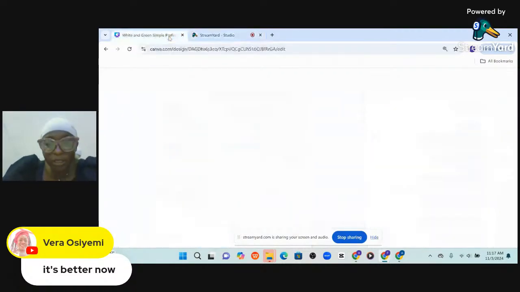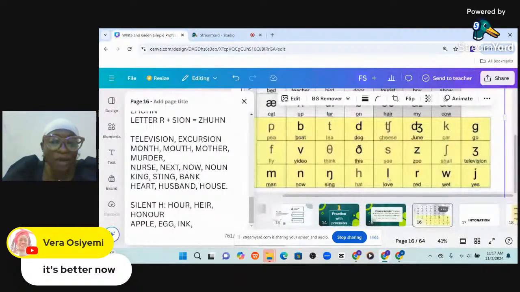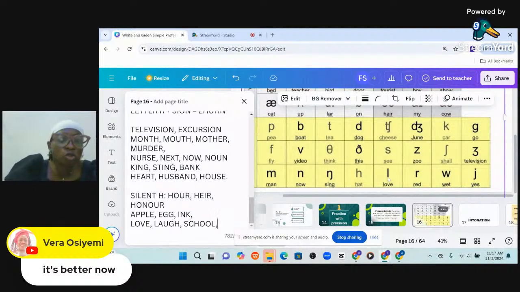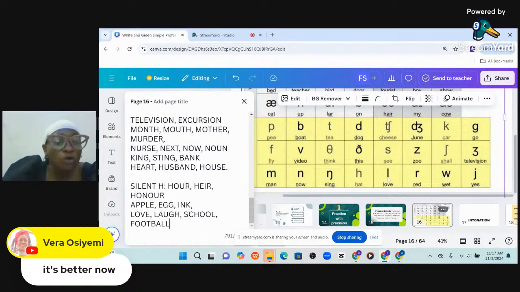Now I'll proceed to the next sound, and the next sound is L. We can have it in love, not "wove." Laugh. Love. Laugh. School, not "skoo." The L should be heard. School. Put your tongue out, let it touch the upper part of your teeth. School. Football, not "footbaw."